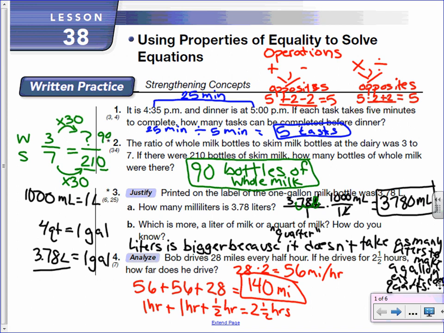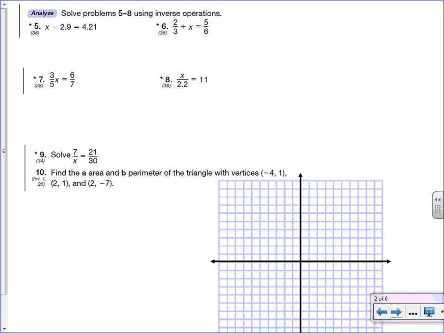Wait. 56 and 56 is 112. Yeah, 140. Got myself confused. All right.